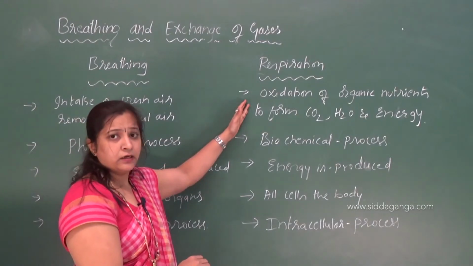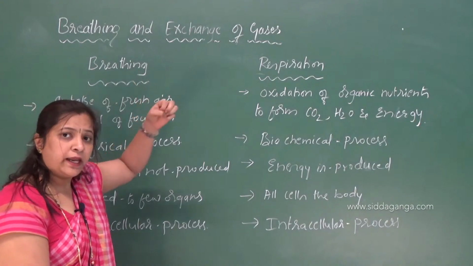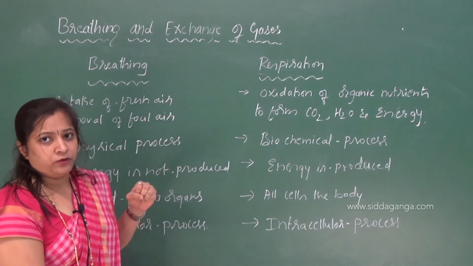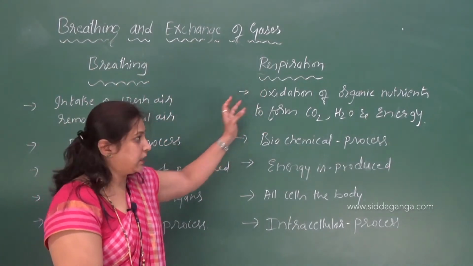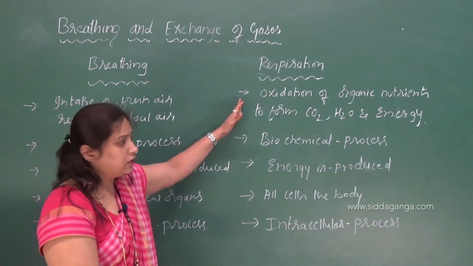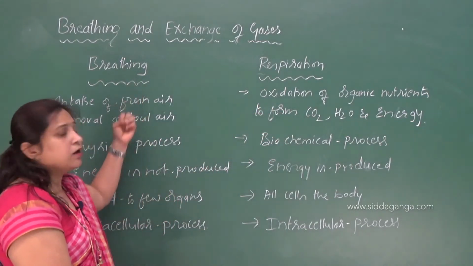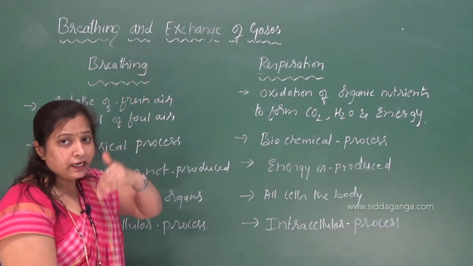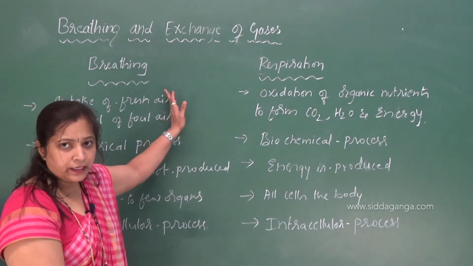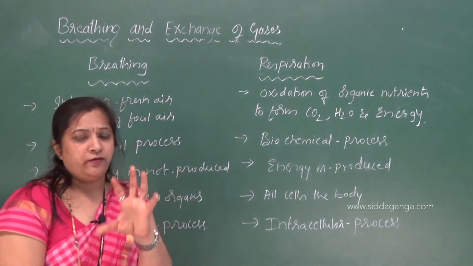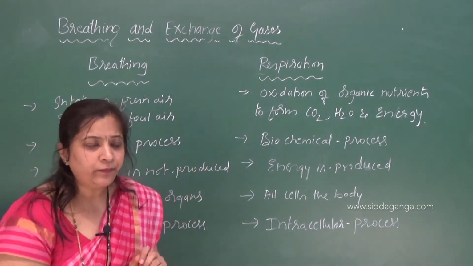The respiration process requires oxygen, and we take oxygen from the atmosphere. Breathing is a step. Oxidation of organic nutrients requires oxygen, and we take oxygen from the atmosphere by the process of inhalation during breathing. So you will come to know the definition of respiration as well as breathing. Understood clearly then?